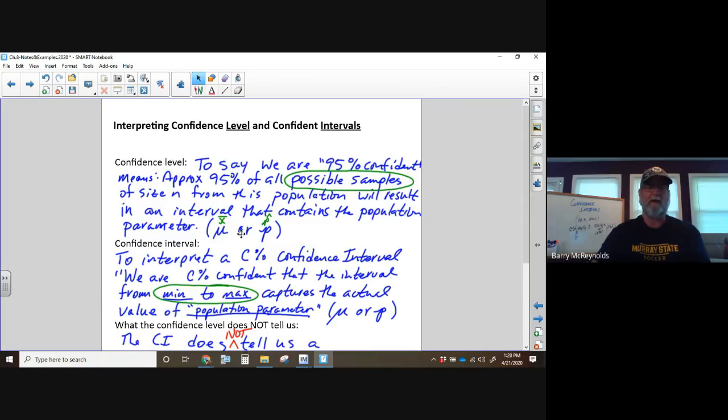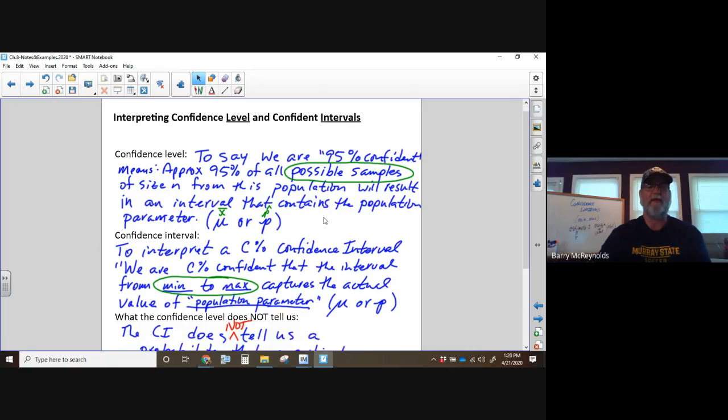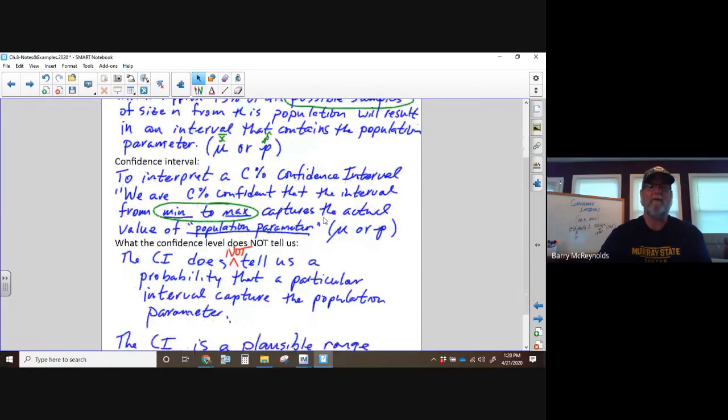contain the true parameter, either the mean or the population parameter P, proportion P. Confidence interval is the min to max value that captures the actual parameter. So with the confidence interval, we can say, hey, the true proportion of people who approve of the president's performance is between value A and value B. Okay, so that's the interval.